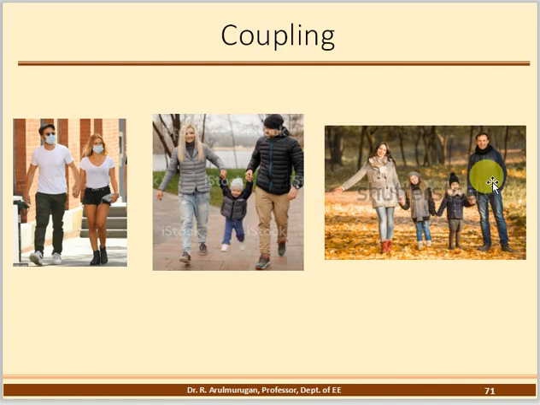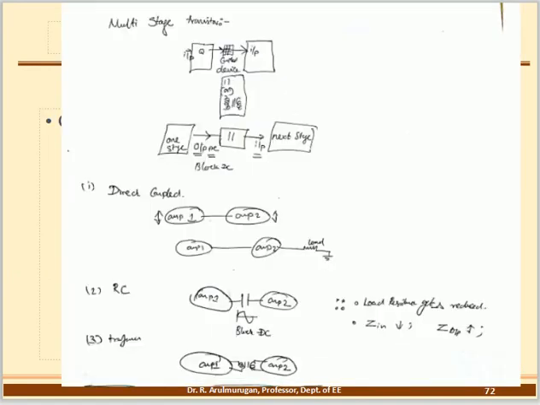The transformer has two inductances, a primary coil and a secondary coil. You can couple op-amp 1 and op-amp 2 directly, through a capacitance, or through the transformer.